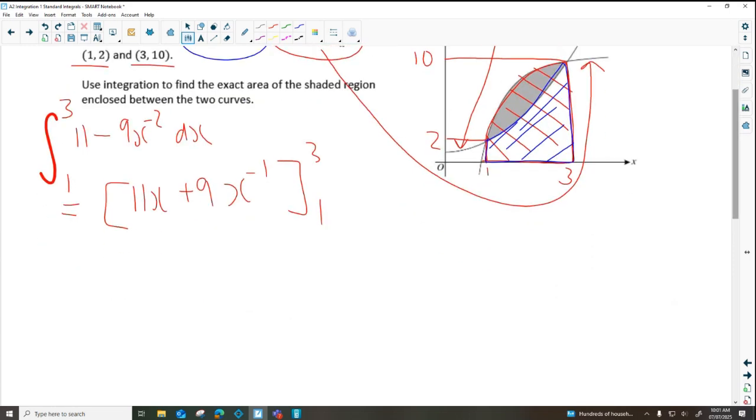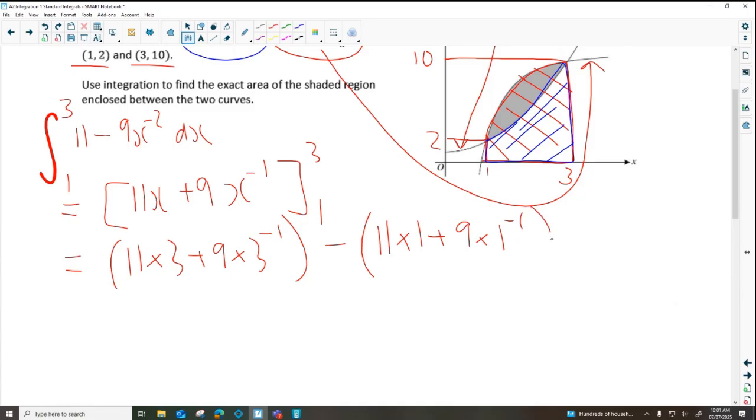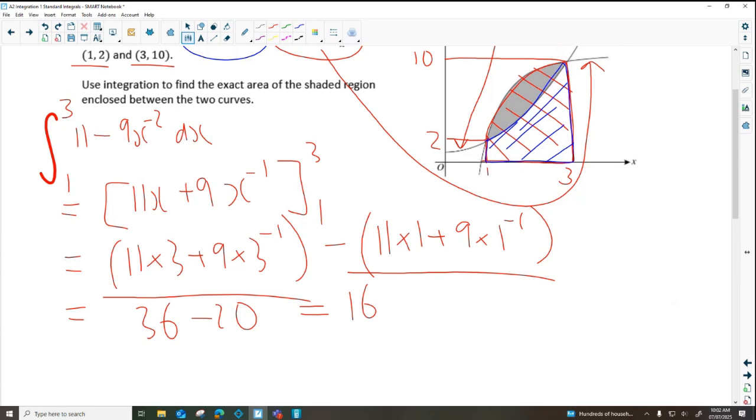So what this means is I have to do 11 times 3 plus 9 times 3 to the minus 1, take away 11 times 1 plus 9 times 1 to the minus 1. It's absolutely fine to do these 2 bits on your calculator when you get as far as this. If you plug in x is 3 into this formula, you will get 36. If you plug in x is 1 into this formula, you will get 20, and 36 take away 20 is 16. So 16 is that red area we've worked out there.